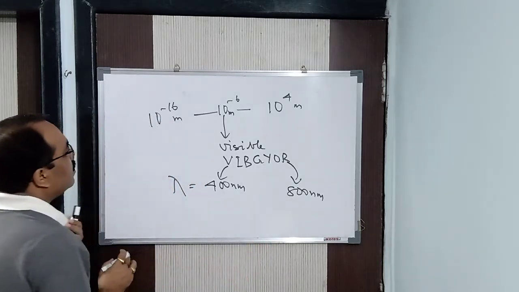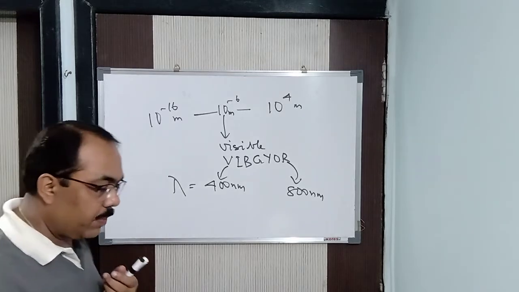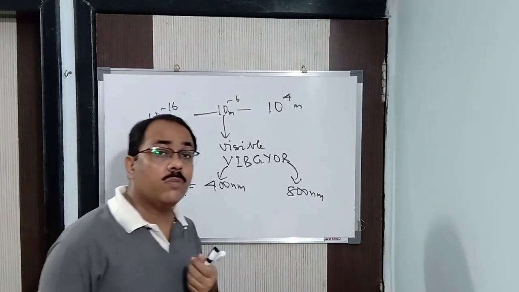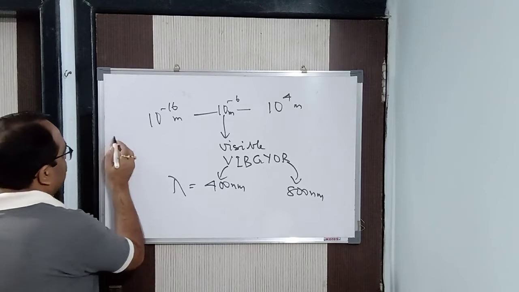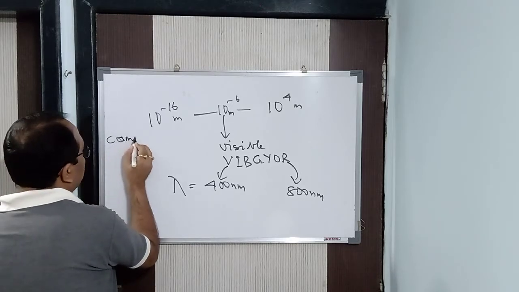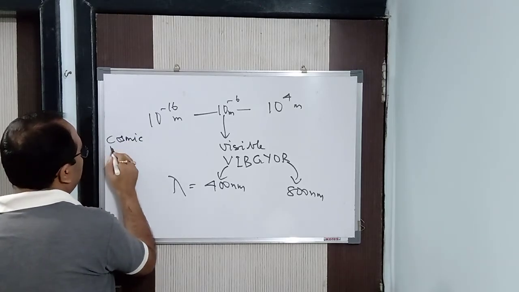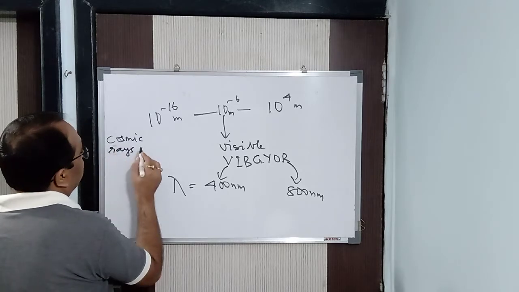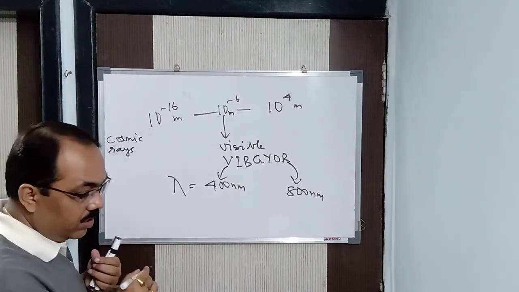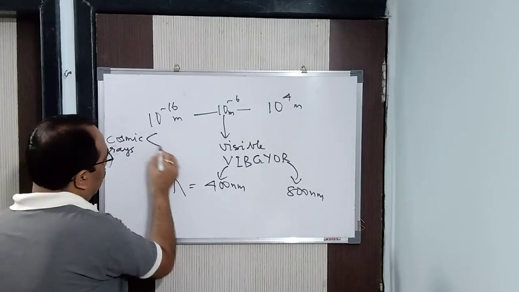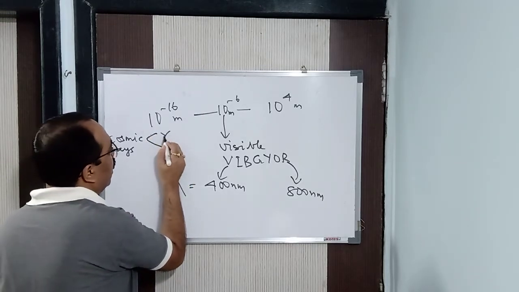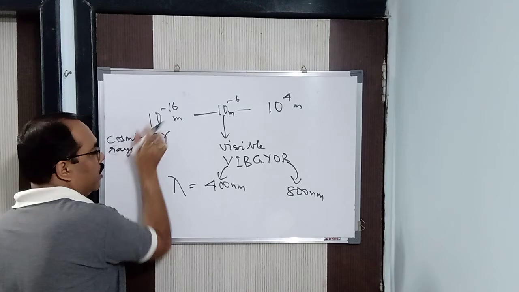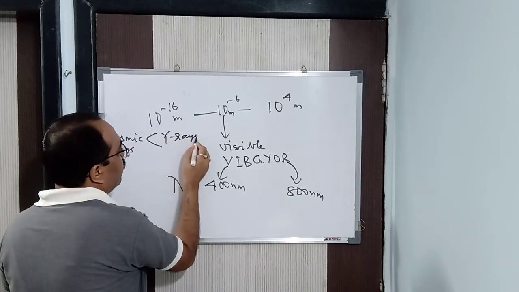Clear? Now, the electromagnetic spectrum starts from cosmic rays. The smallest is the cosmic rays, which come from the sun and all those things, at 10 to the power minus 16 meter. Next is gamma rays.